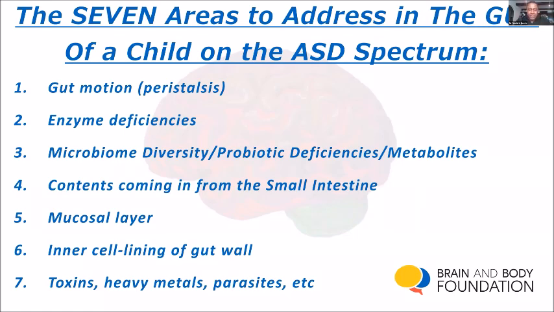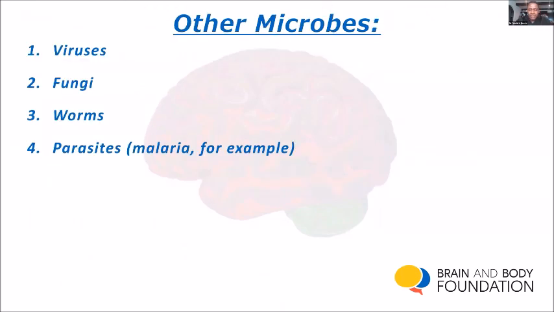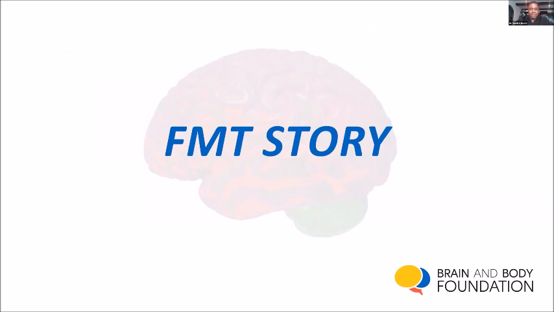Probably in subsequent talks, we can talk about the other aspects. Like I said, it's not just about the bacteria, but the other microbes as well. These are just 4 of probably about 10 different kinds that reside in our guts. Viruses are one, fungi. You've all heard about candida. Worms, different kinds of worms, are parasites. Then there are protozoa. Malaria, for instance, is a parasite. It's not a bacteria, it's a parasite.